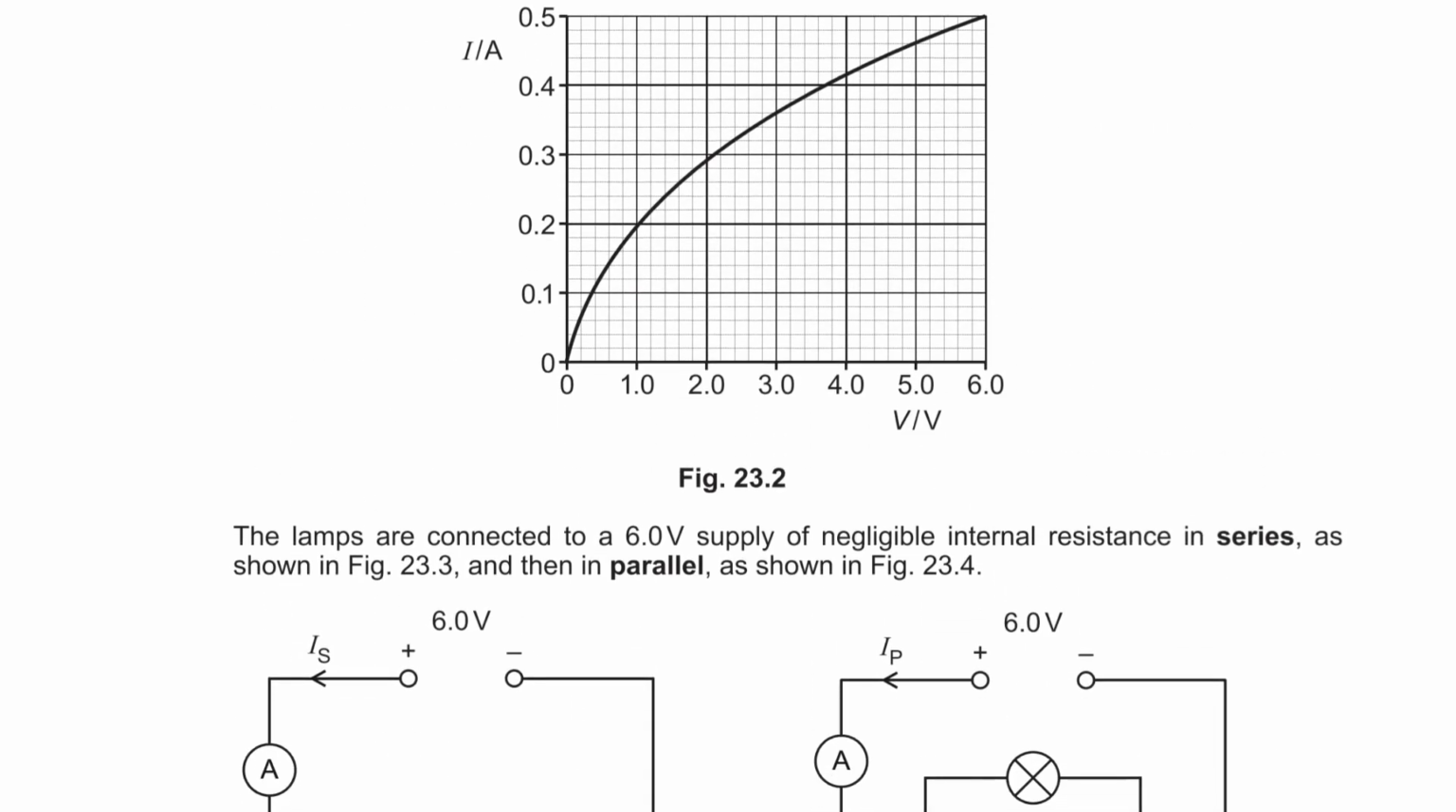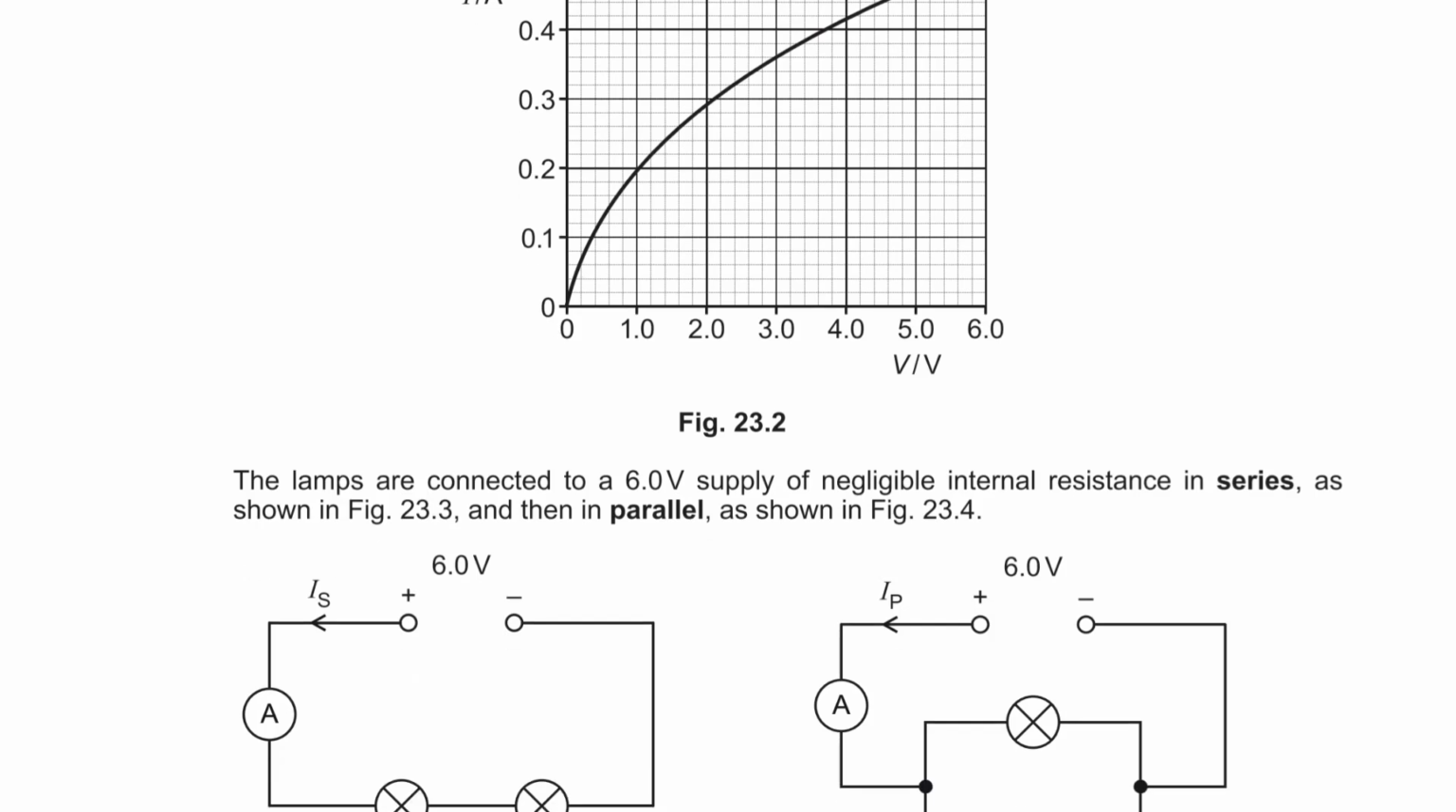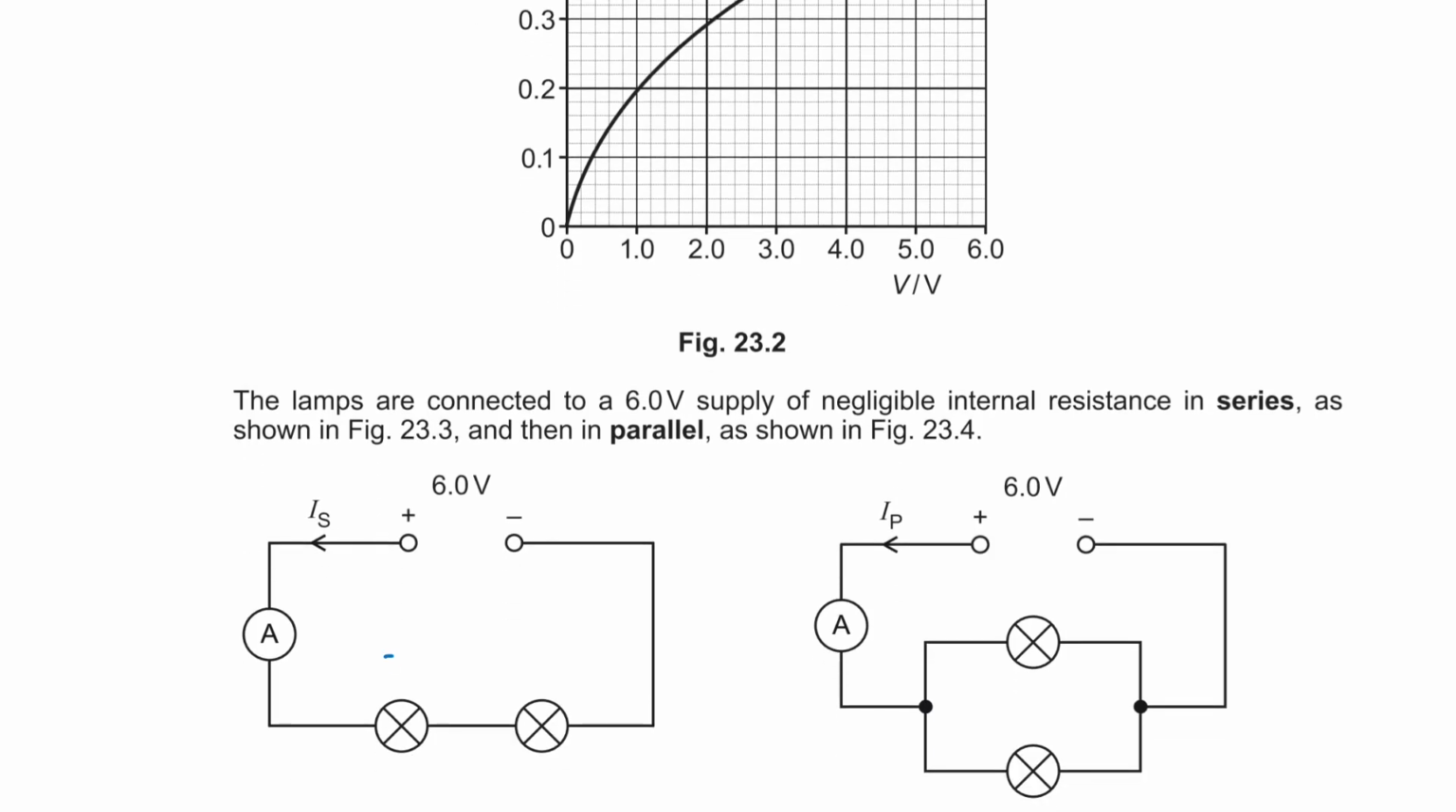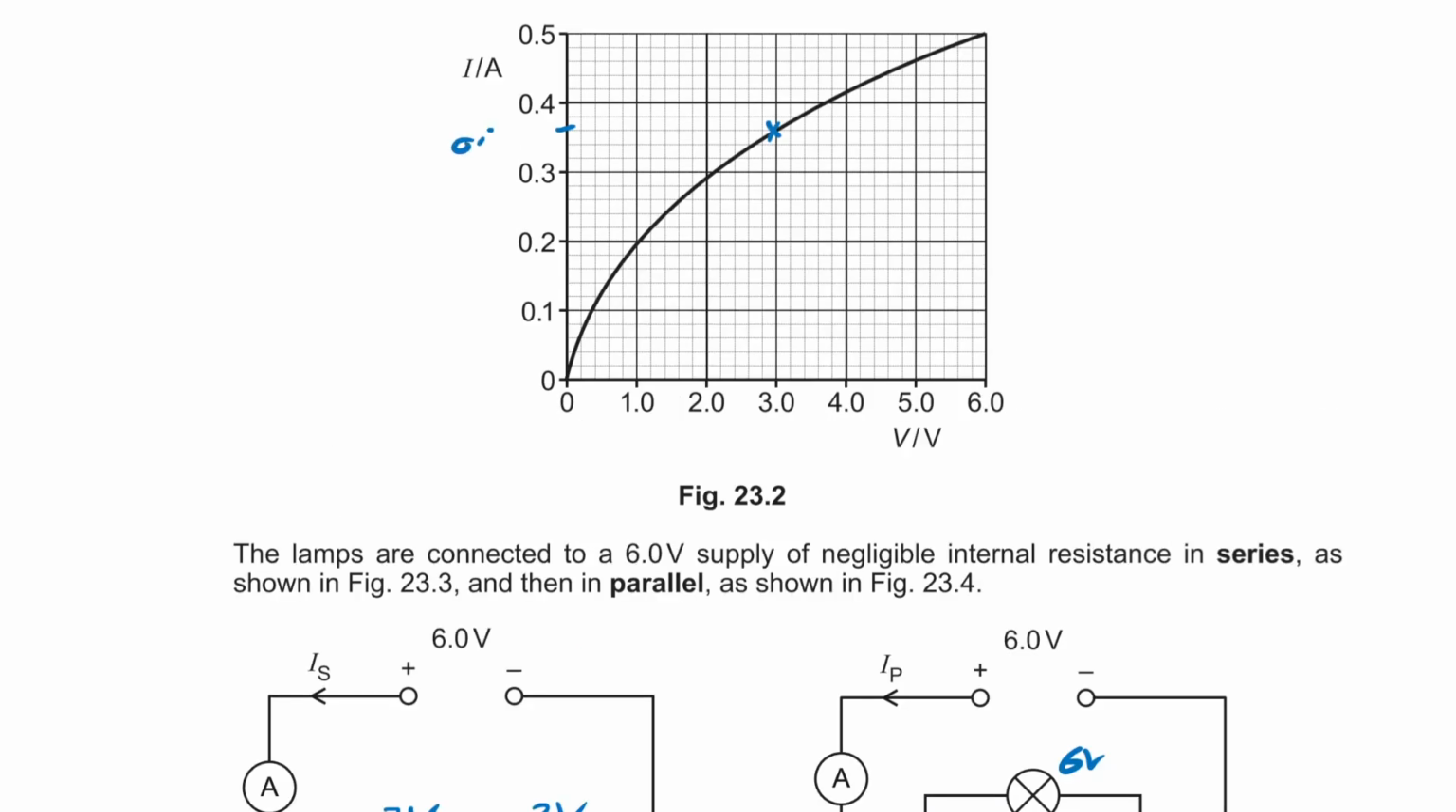So let's have a look at the series circuit first. We know that each of these bulbs, because they're in series, gets 3 volts. Let's have a look at the graph. 3 volts corresponds to 0.36 amps going through each of them. And they're in series, so they have the same current, of course, don't they?